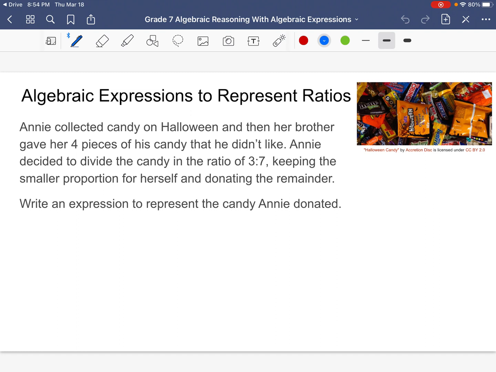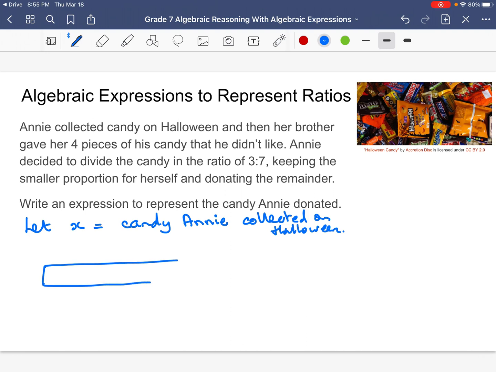So I'm going to start by saying, let X equal the candy that Annie collected on Halloween. And I'm going to draw a diagram just to make this situation clearer for myself. So she collected X pieces, and then her brother gave her 4 more.